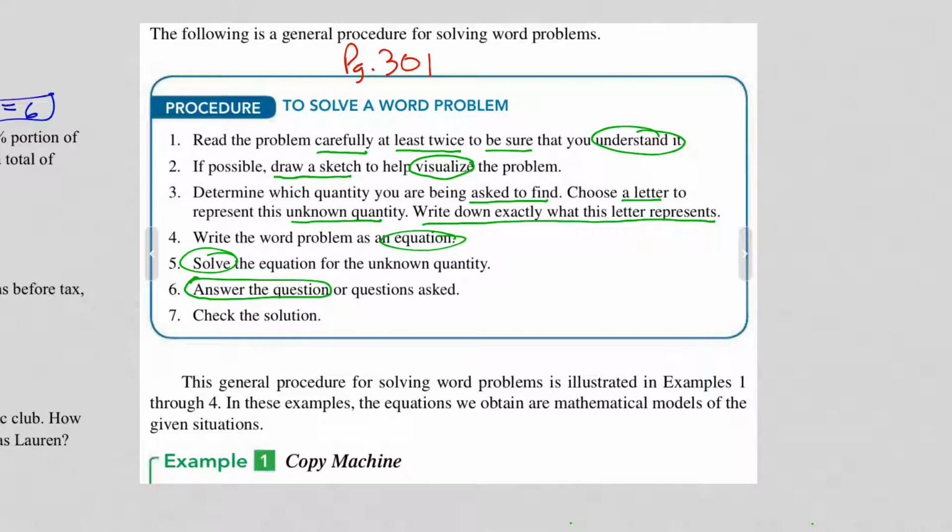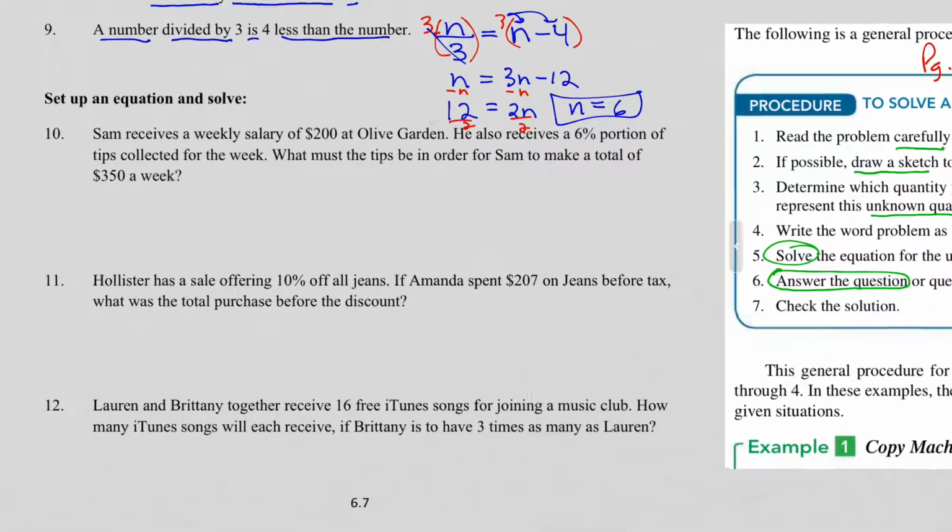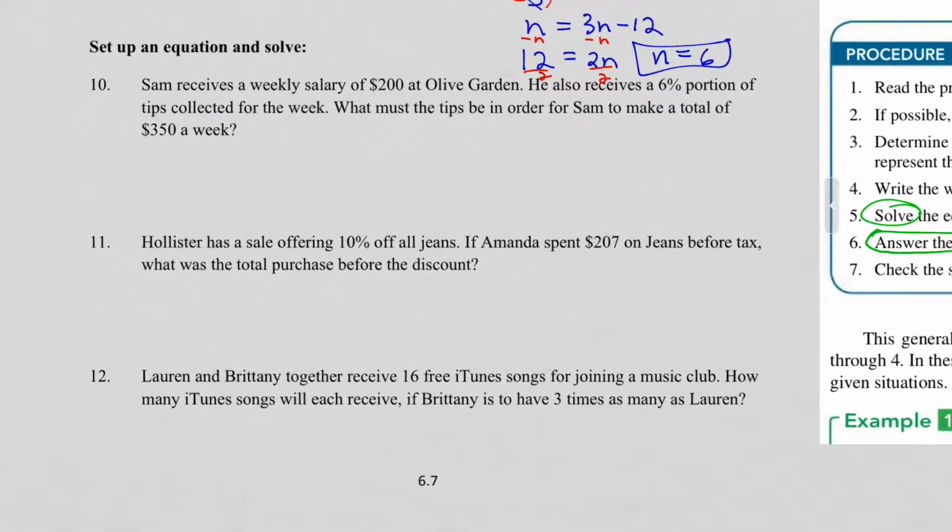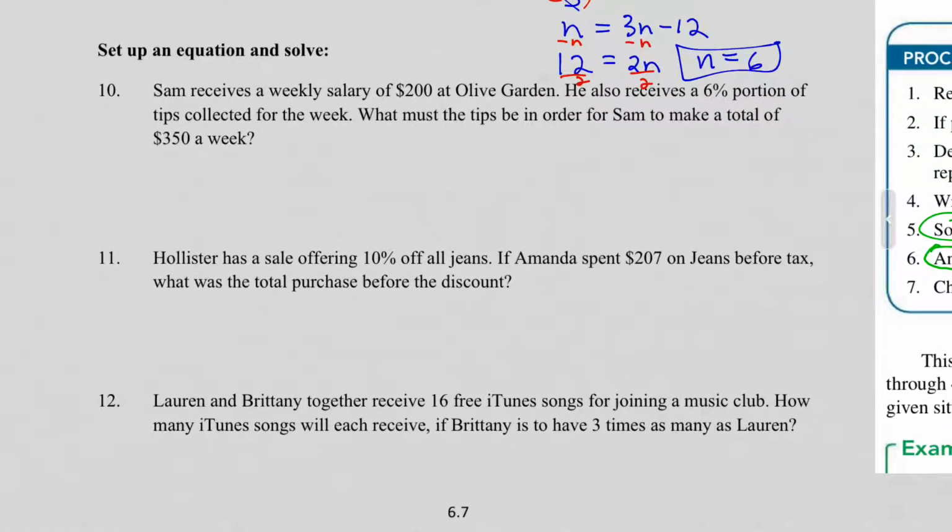Because just by getting a number doesn't mean you answered it. You need to answer it in a sentence. Okay? So we'll come back to this as we do the first one here. Talks about Sam, who's working at Olive Garden. Okay, so the weekly salary. So this is not monthly, it's not daily, it's weekly.